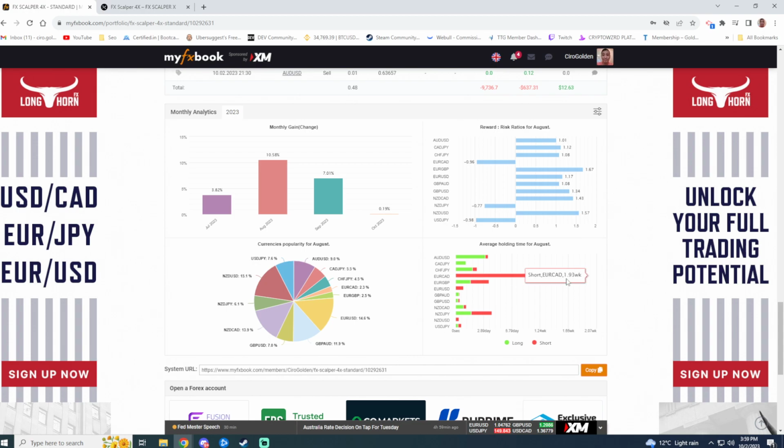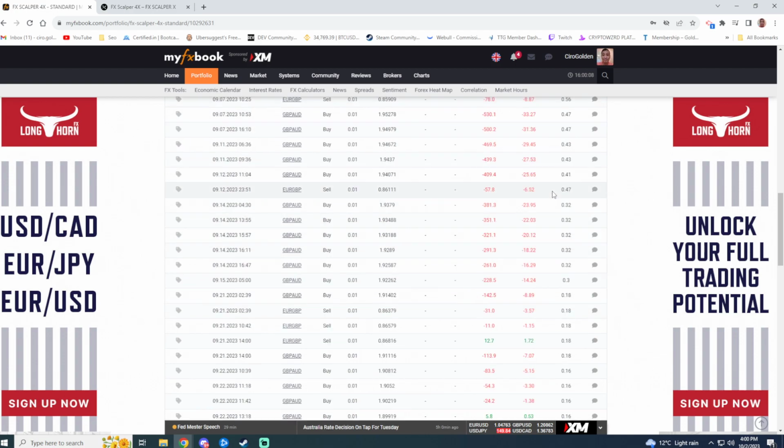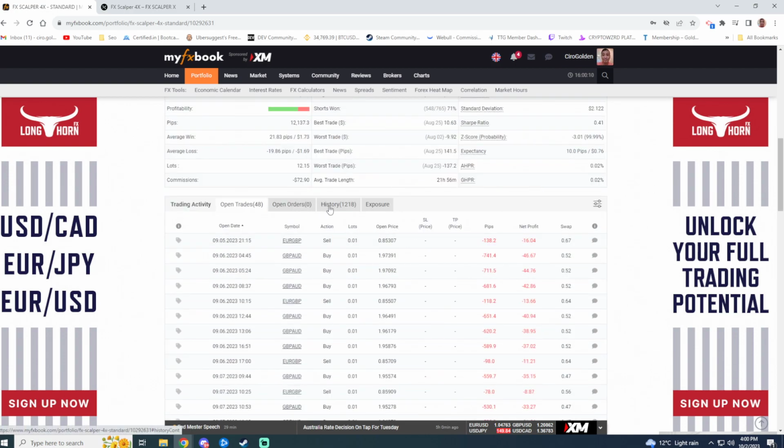We can see the risk reward as well for all the pairs that we're using. And it's just looking good, guys. Very little in the negative here. A majority of it is in the positive by the looks of it. And yeah, I think that is pretty much it for August.